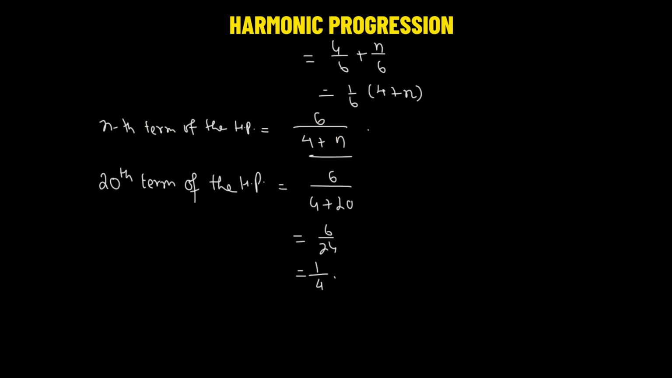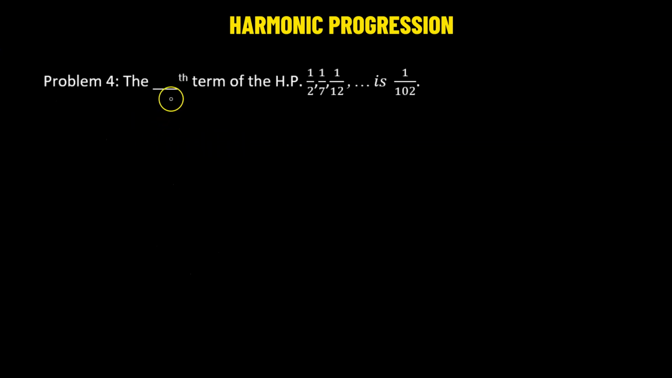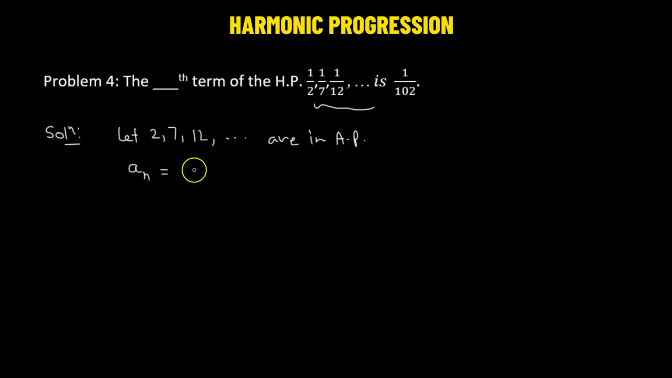Now let's go to the next problem. Problem number 4. There's a particular term of the HP, the harmonic progression, whose value is 1 over 102. Let us begin. Here, instead of considering the sequence in HP, we'll consider the sequence to be in arithmetic progression. All we have to do is take the reciprocal of each term. So let 2, 7, 12 be in arithmetic progression such that we can find the last term. So here the nth term, let it be 102. Fine. So that's the last term.